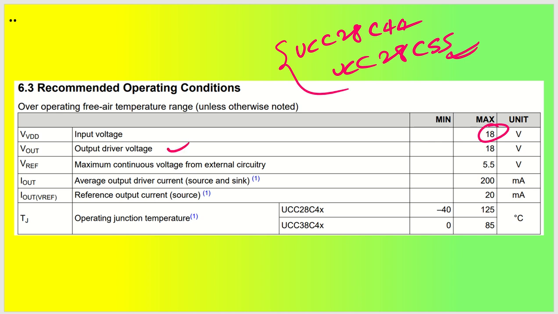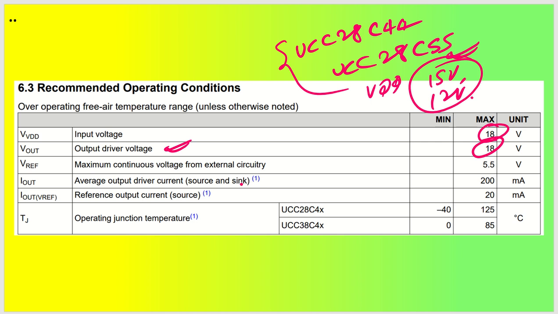Similar to that, you can have output voltage up to 18 volts. Generally, what we give at the input voltage VDD is around 15 volt or sometimes 12 volt, something like that. These two voltage ranges are generally utilized for most of the applications.